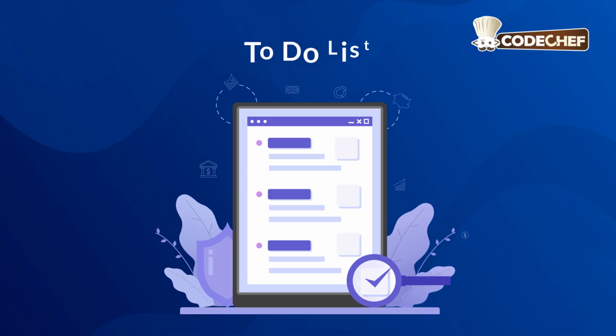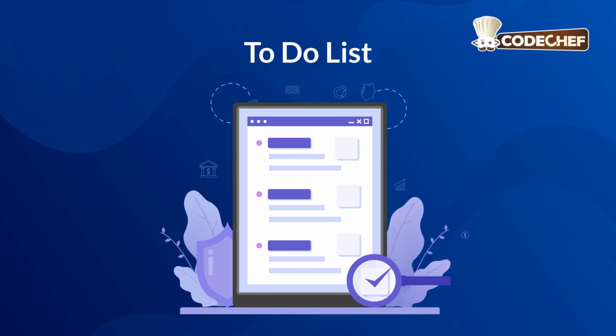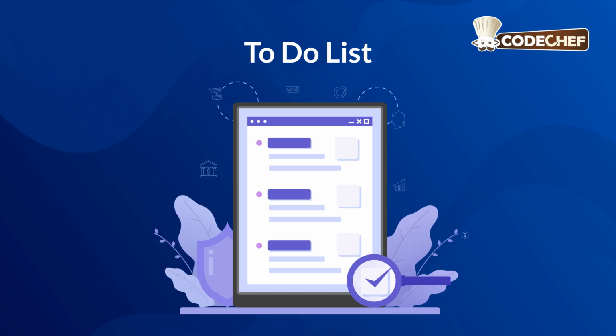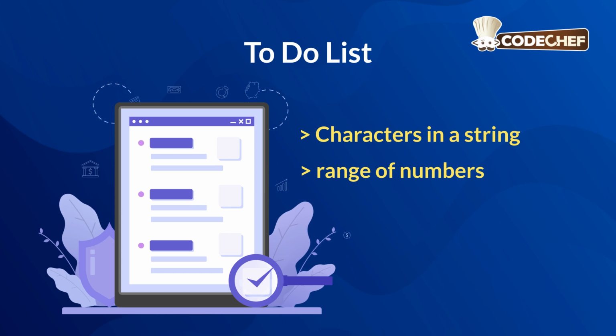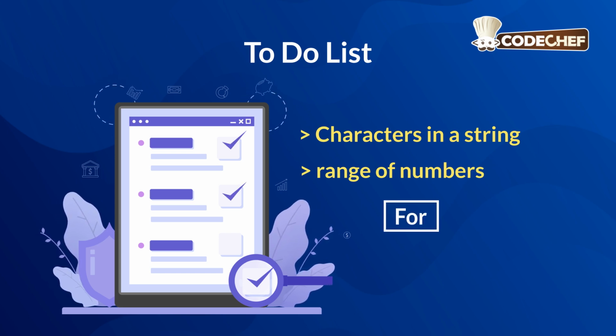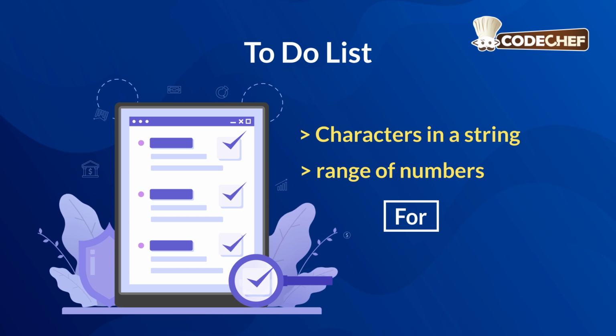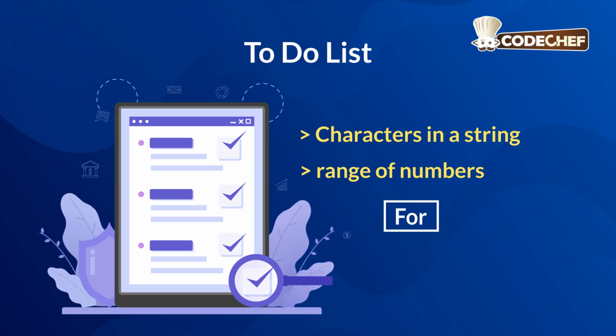Think about a to-do list. You know exactly which tasks you need to get done. In programming, when you have a known set of items to work with, like the characters in a string or a range of numbers, the for loop is your best friend. It automatically moves from one item to the next until the list is done. Today, we'll explore powerful, practical problems you can solve using for loops.